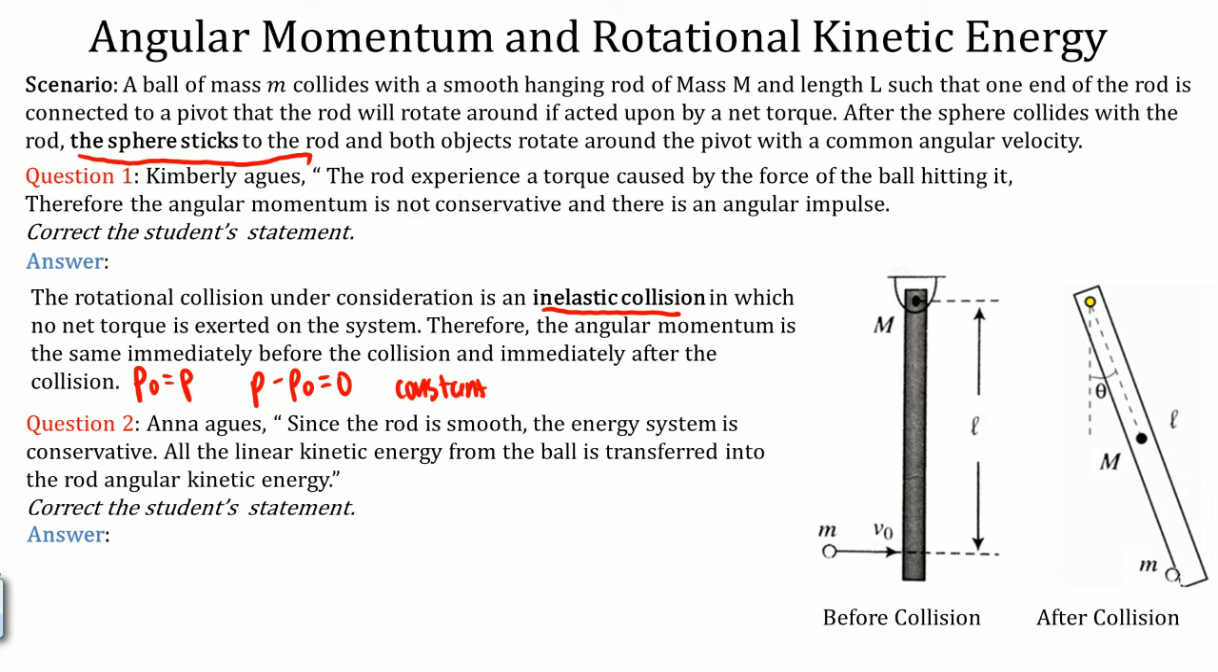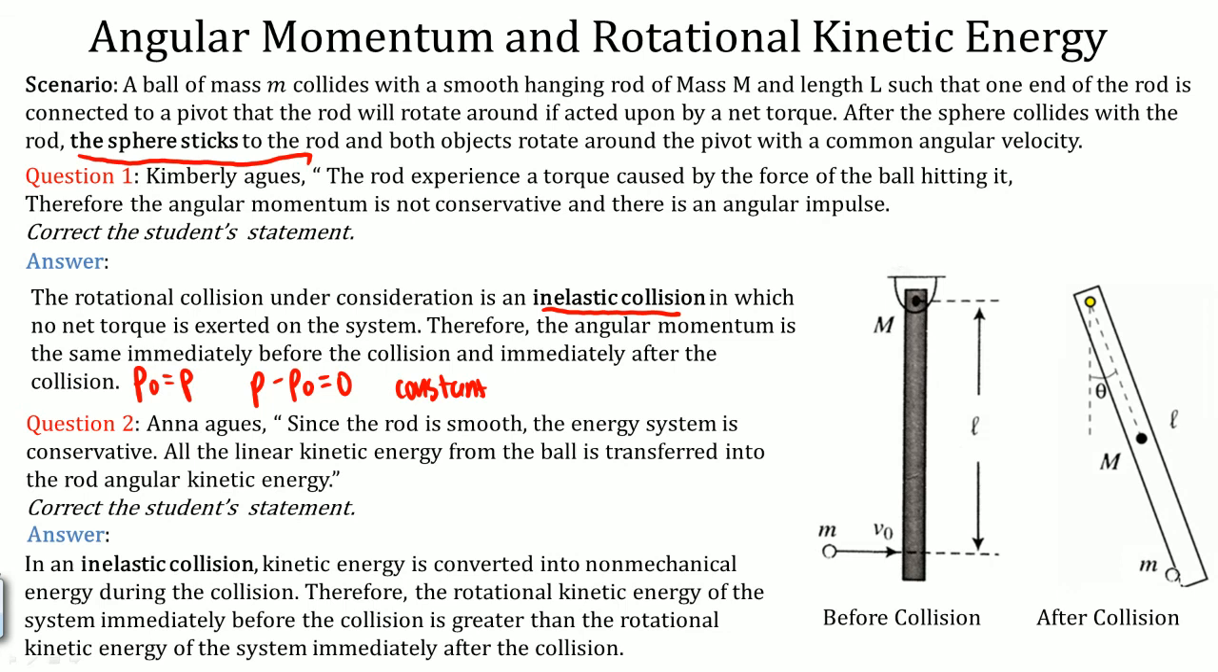Question 2. Anna now argues since the rod is smooth, the energy of the system is conserved. All the linear kinetic energy from the ball is transferred into the rotational kinetic energy for the rod. Please correct that statement. Well, in an inelastic collision, it sticks together. Energy is converted into non-mechanical energy during the collision. The non-mechanical energy they're referring to is sometimes the thermal energy and the energy required to stick the objects together. Therefore, the kinetic energy of the system immediately before the collision is actually greater than the rotational kinetic energy of the system after.